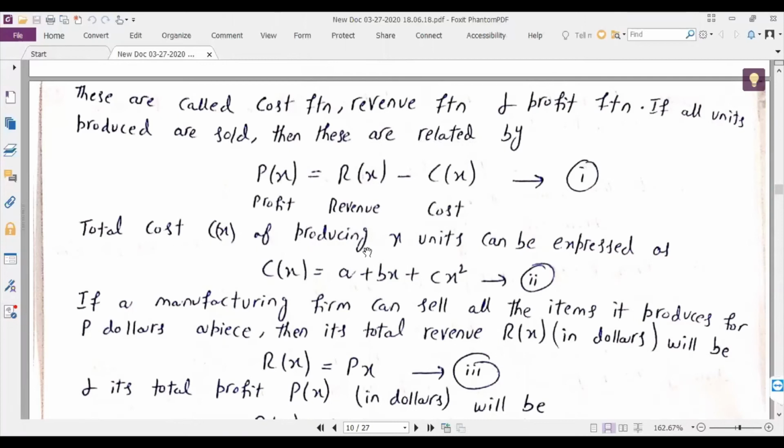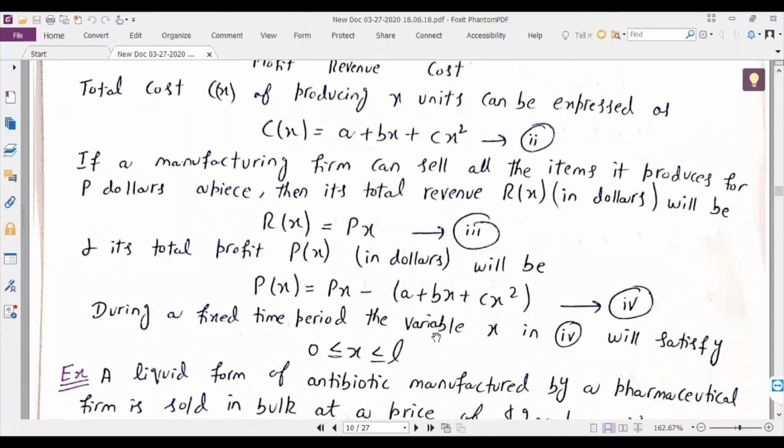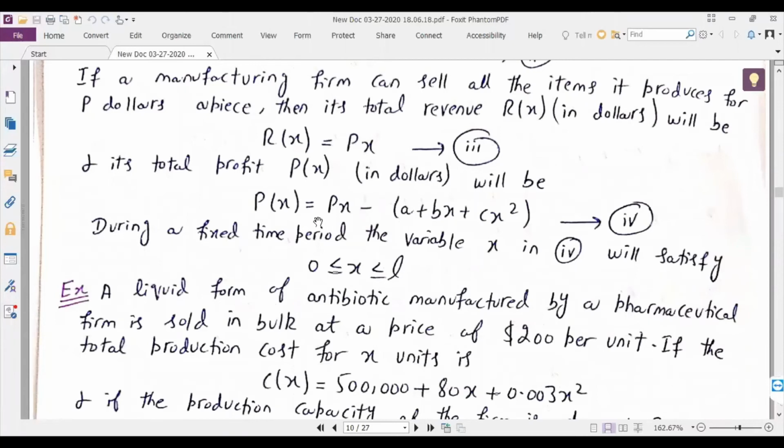The total cost of producing x units can be expressed as a second degree polynomial. If a manufacturing firm can sell all the products it produces for p dollars apiece, then its total revenue R of x will be R of x equals p times x, and its total profit P of x will be p x minus the second degree polynomial. During a fixed time period, the variable x in equation 4 will satisfy this expression.